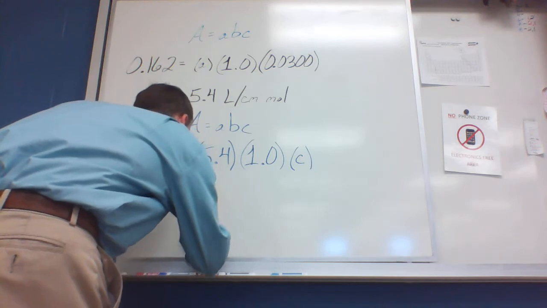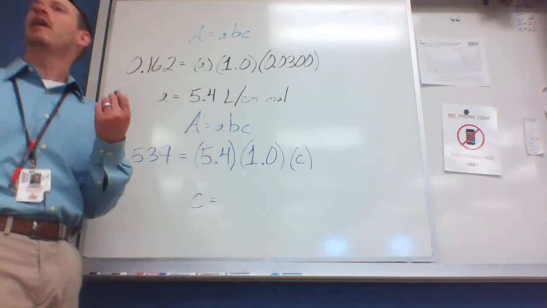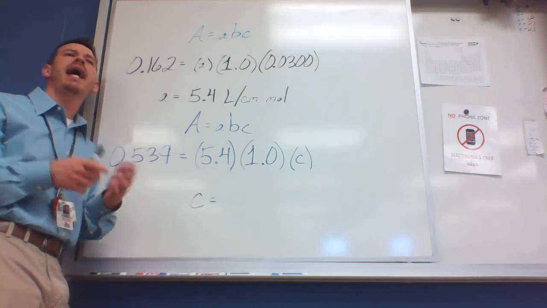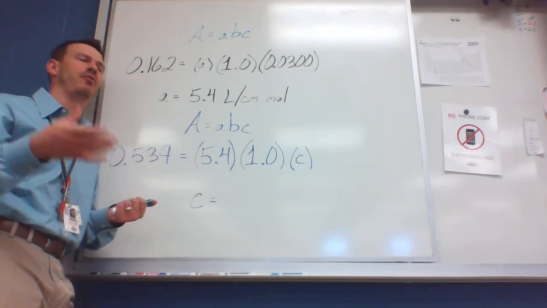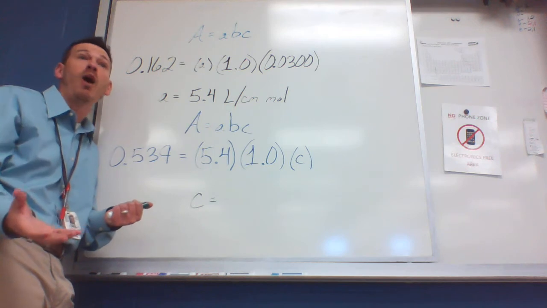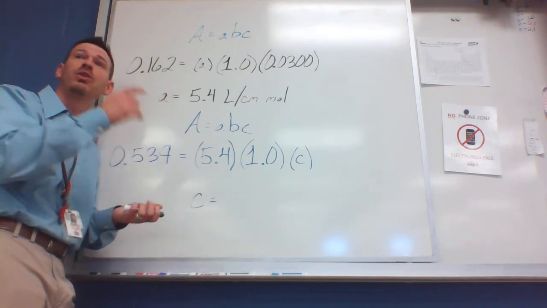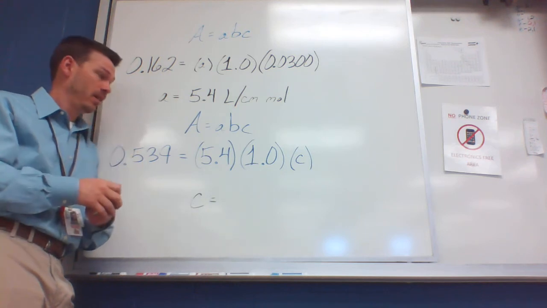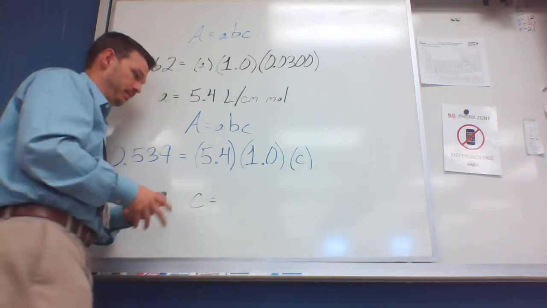And now we can get an answer to their problem, which could be incredibly useful for us if we had an unknown solution of hydrochloric acid or whatever. We didn't know what the molarity was. We could use this light technique to actually figure it out. It's like 1.0.